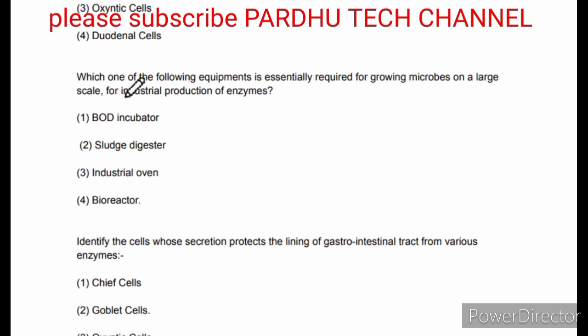Next. Which one of the following equipment is essentially required for growing microbes on a large scale for industrial production of enzymes? BOD incubator, sludge digester, industrial oven, bioreactor. Answer is bioreactor.